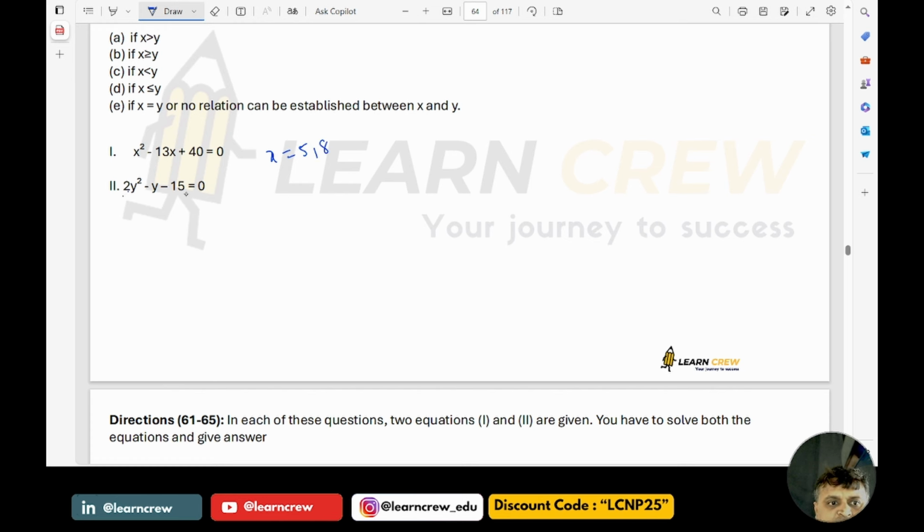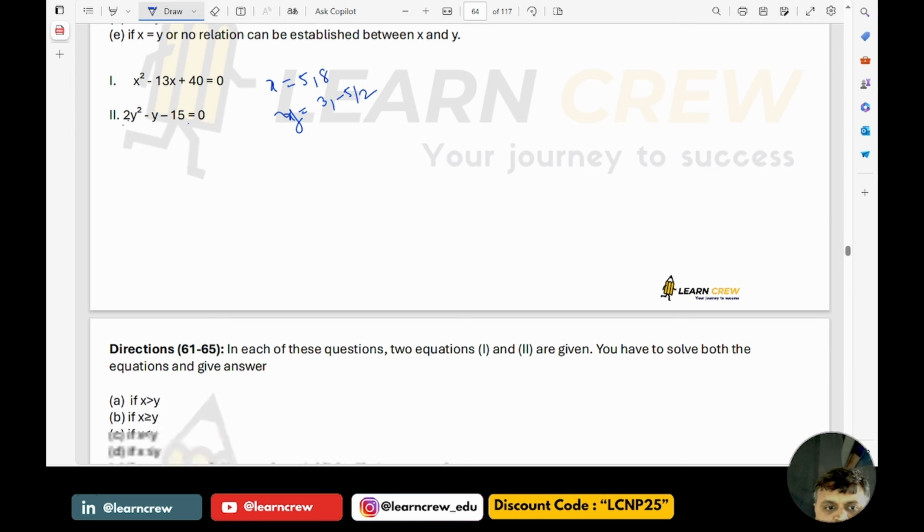Here 2 15s are 30. You are going to get y as... see 3 5s are 15. So you will get 3 comma minus 5 by 2. So what can be said? Definitely x is more than y. X is more than y or not? 5 is there, 8 is there. So x is more than y. Next.